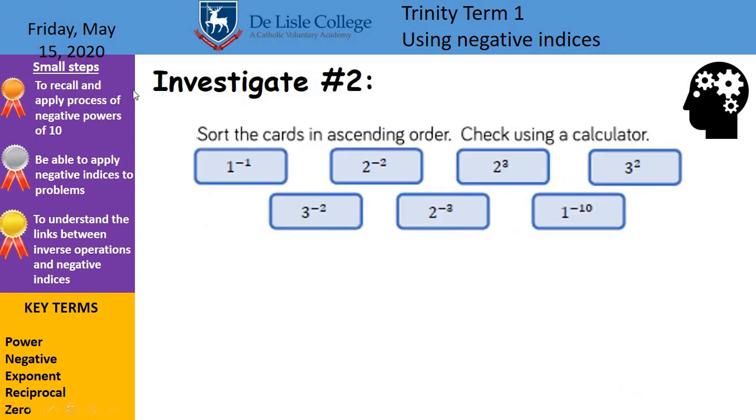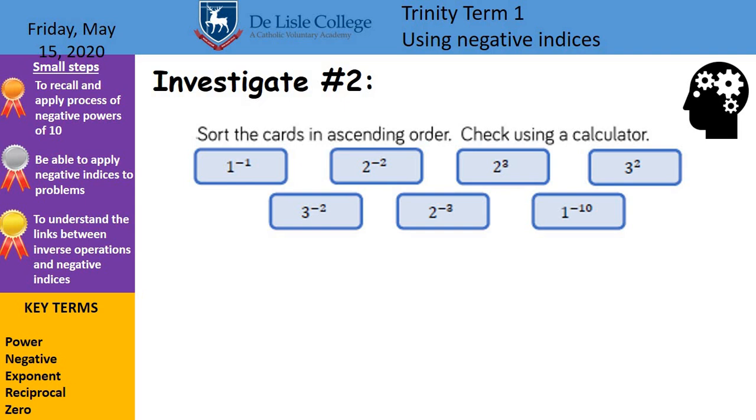Right, good. Next thing here, so another investigation. You'd like to sort these cards into ascending order, so biggest to smallest, and then you can check your answers using a calculator. So my advice would be maybe to convert them all into fractions or whole numbers and then put them in order. Please pause the video as you do this.